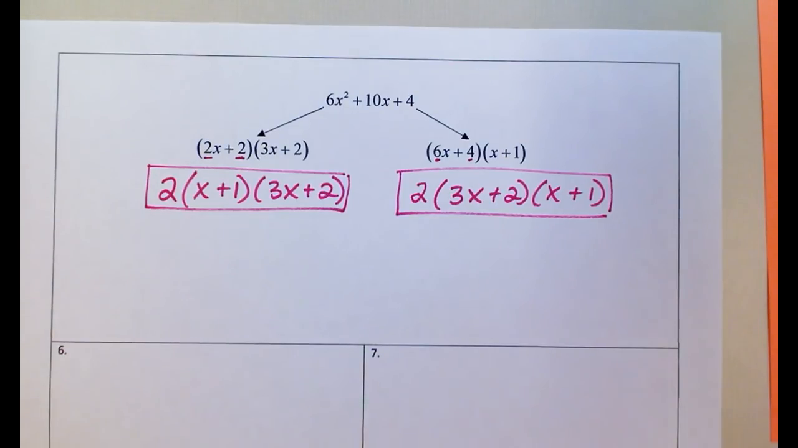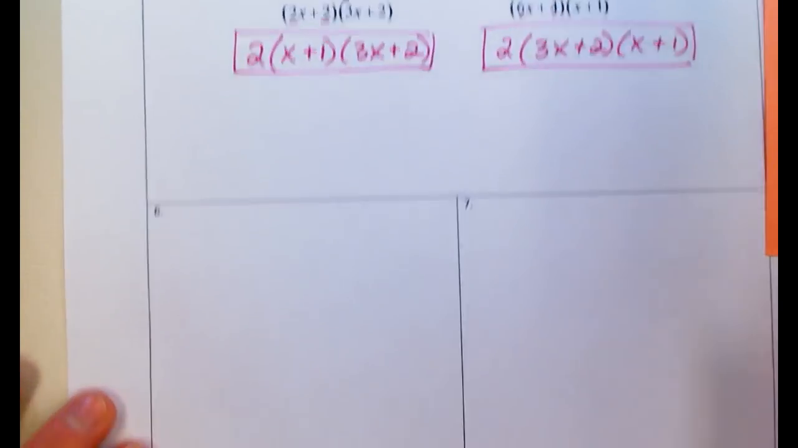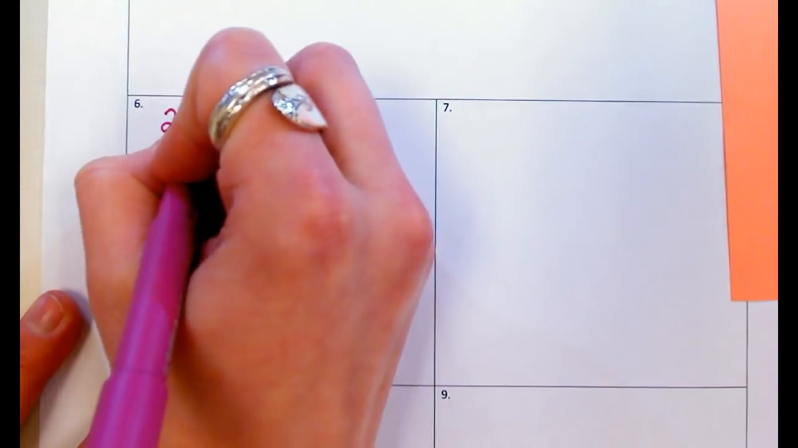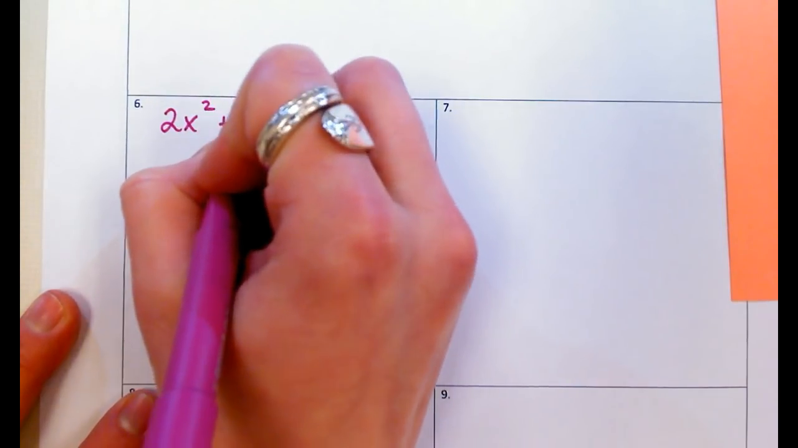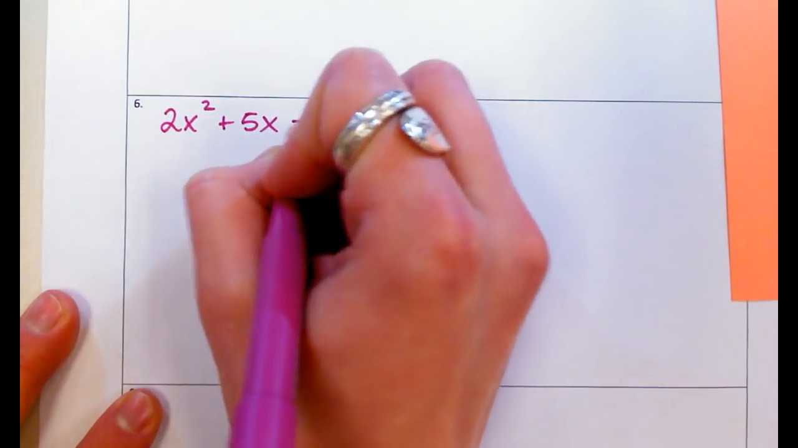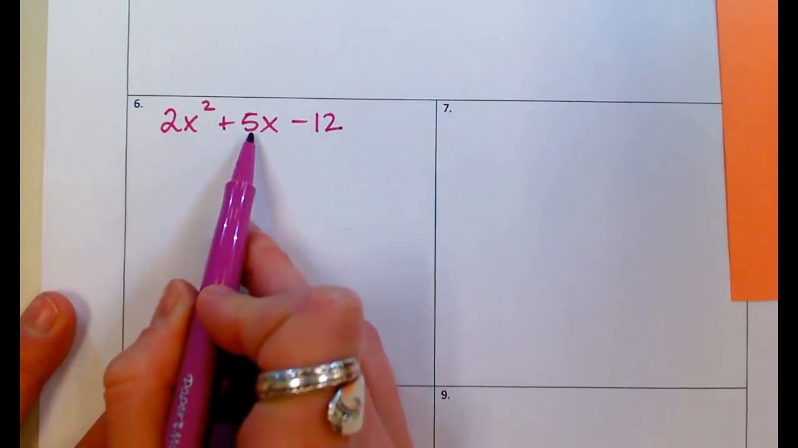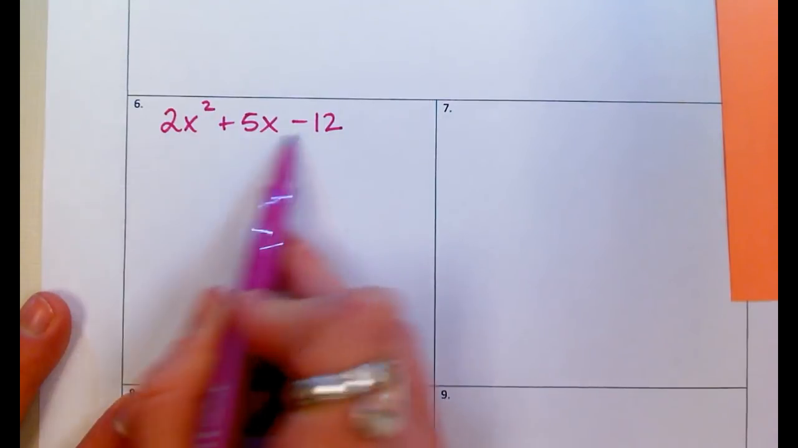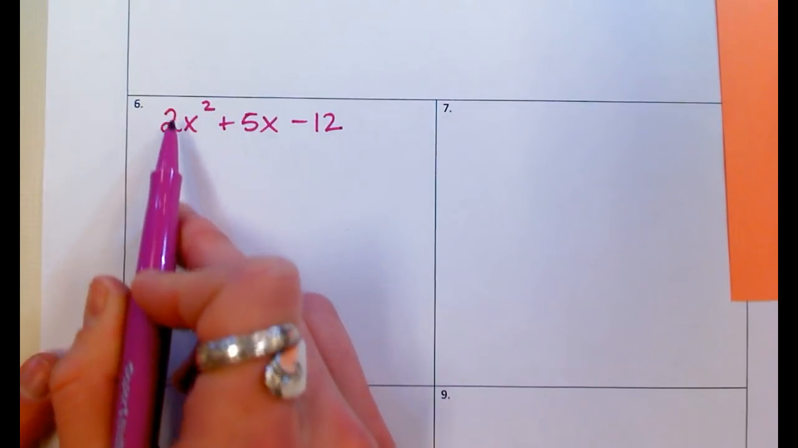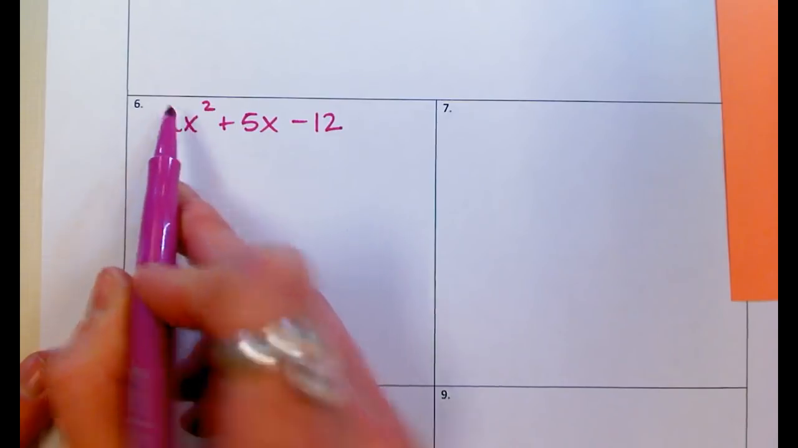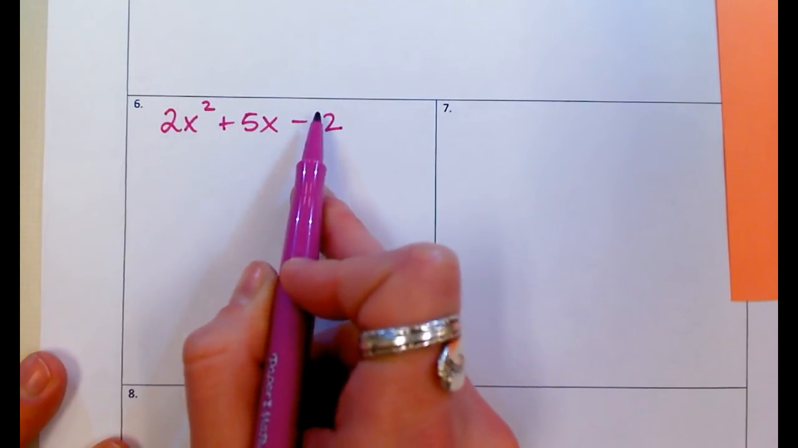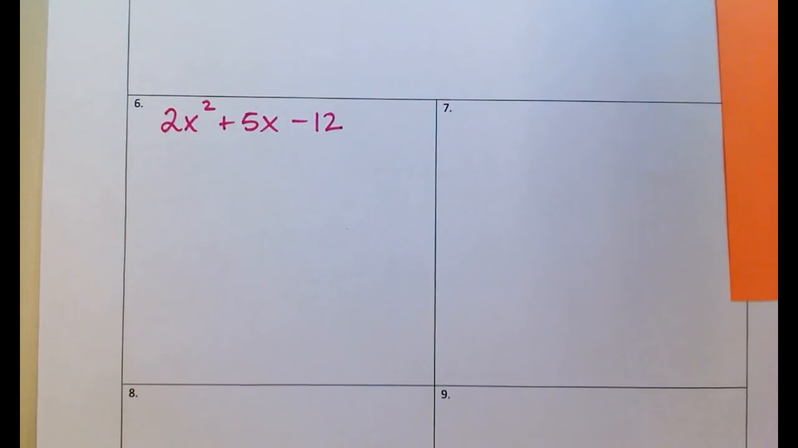All right, let's do a couple more for extra practice. We've got number 6, 2x squared plus 5x minus 12. Notice between 2, 5, and 12, there is no GCF. So I want you to list your factors of A, list your factors of C, and see what works with your guess and check method. Pause the video and then check your work.